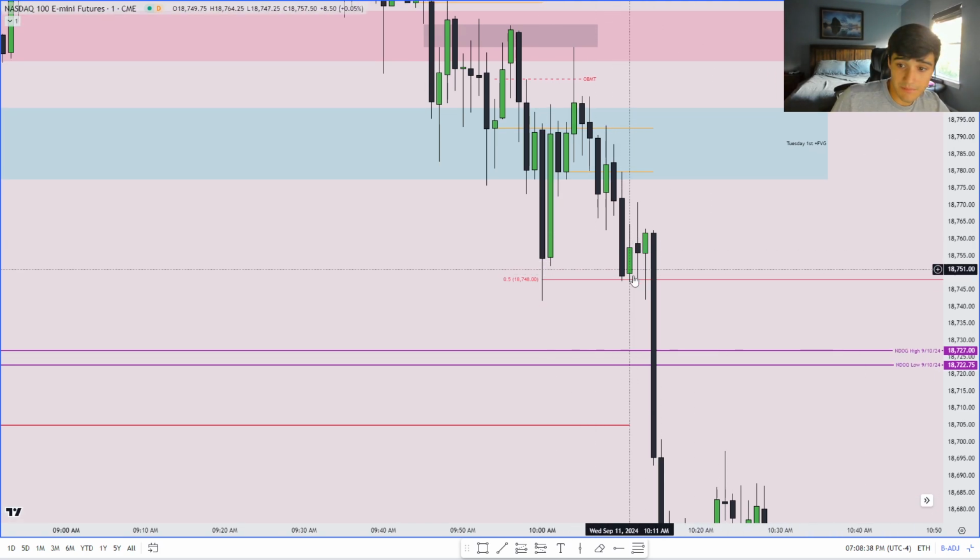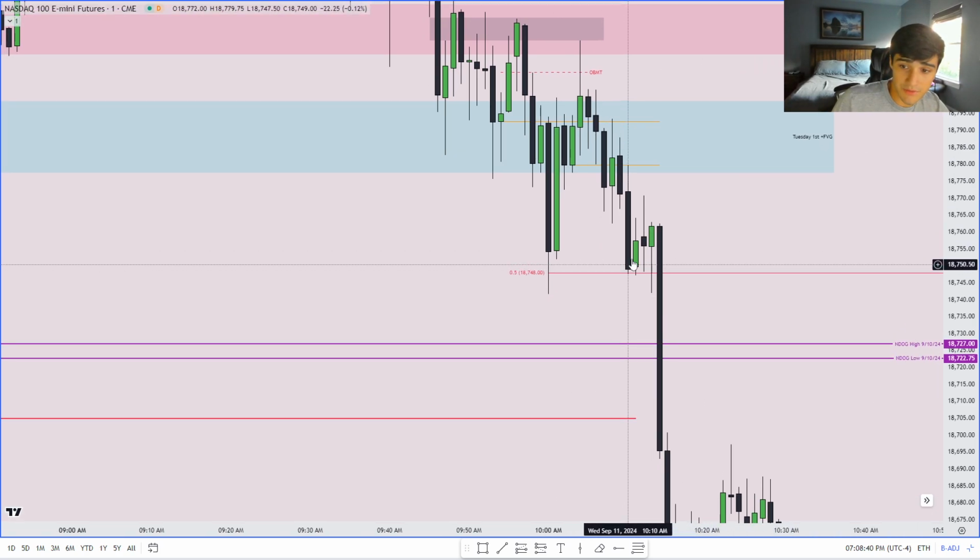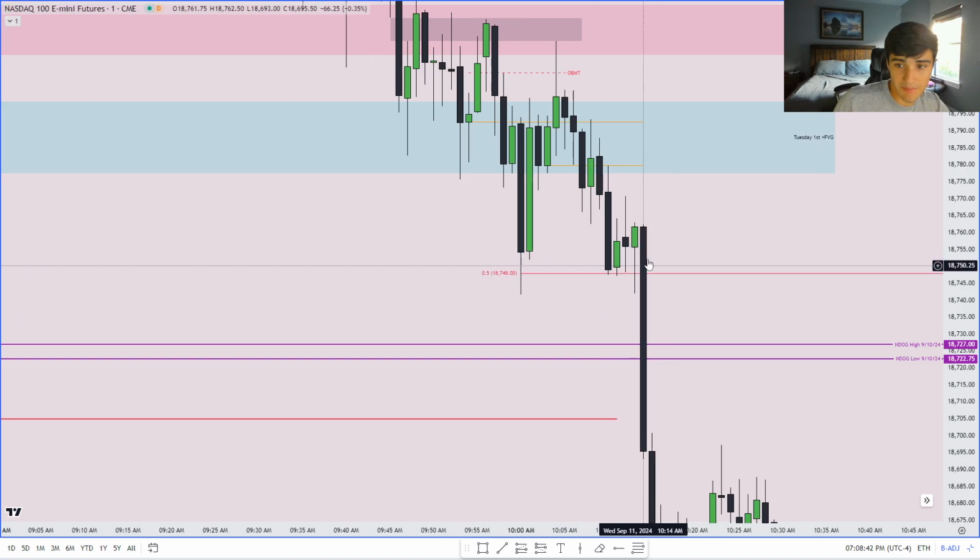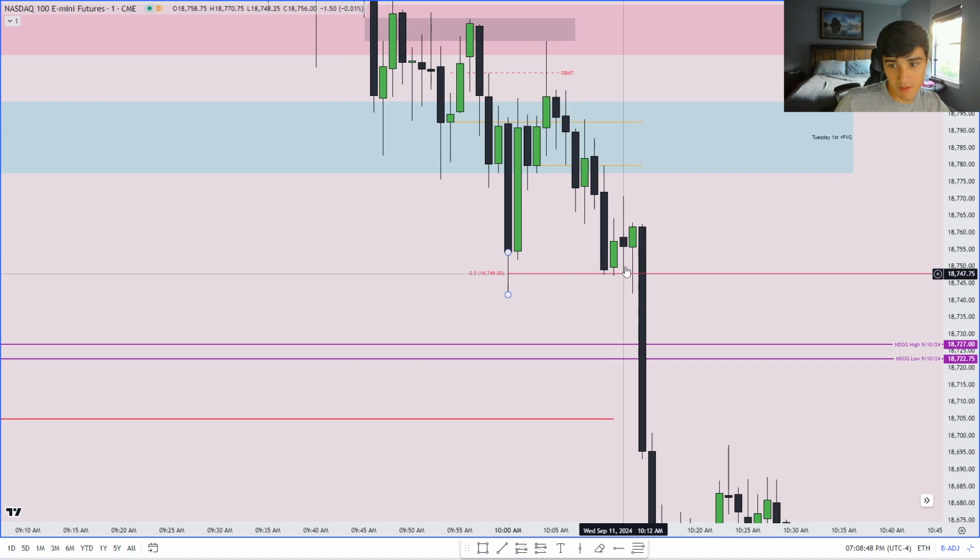So we trade down to the consequent encroachment. We start building these candles, right? We hang around a bit. We spend time down here. It's not the reaction you want to see. You'd want to see it immediately react off of a wick. You don't want to see it hang around like this, but it hangs around.